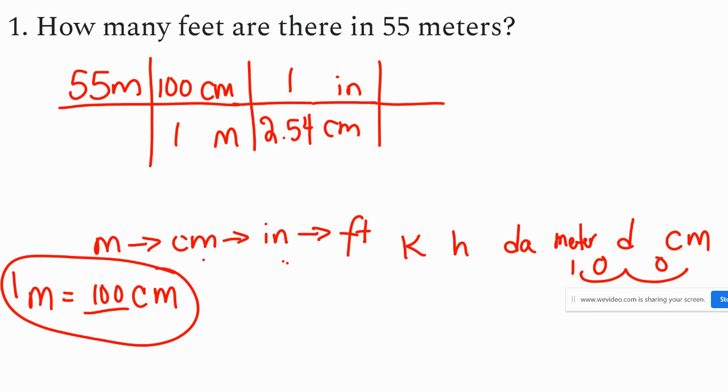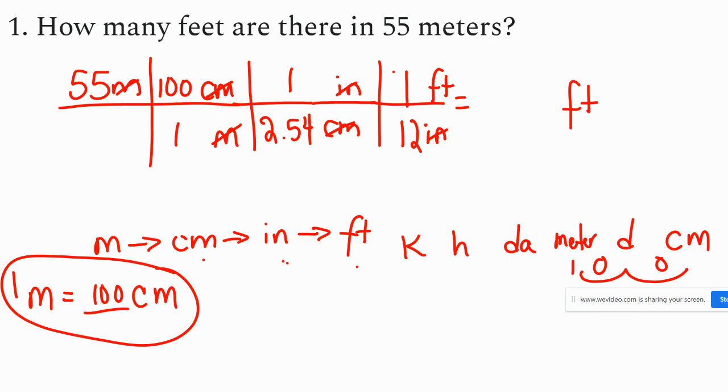According to my path, the next thing that I'm going to go into is feet. Where do inches go? Top or bottom? Bottom. And I'm going to go into feet. In 1 foot, there are 12 inches. Now I'm going to cancel my units out to make sure that I have this set up right and that I'm ending with the right units. So feet is going to be my ending.